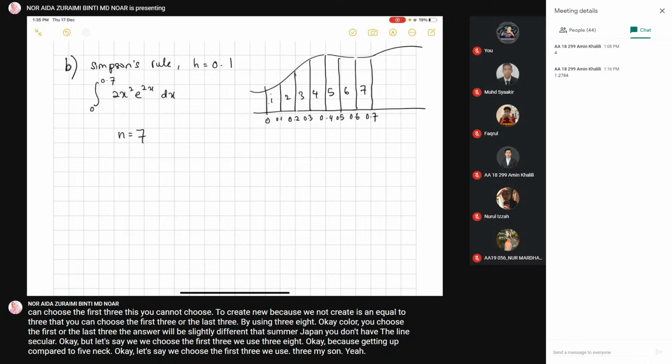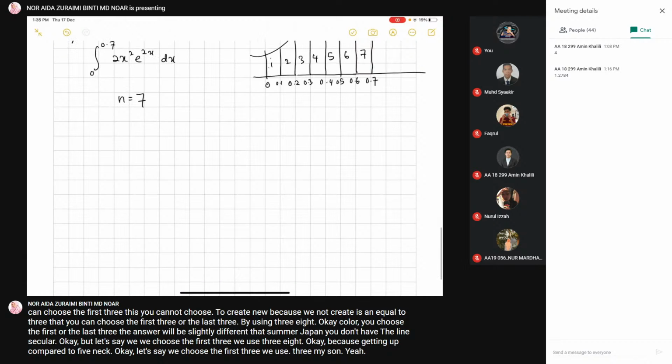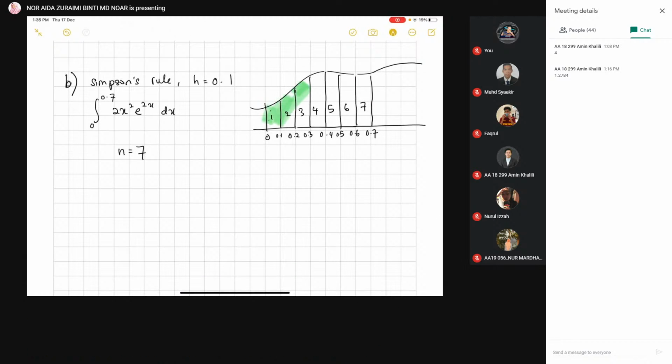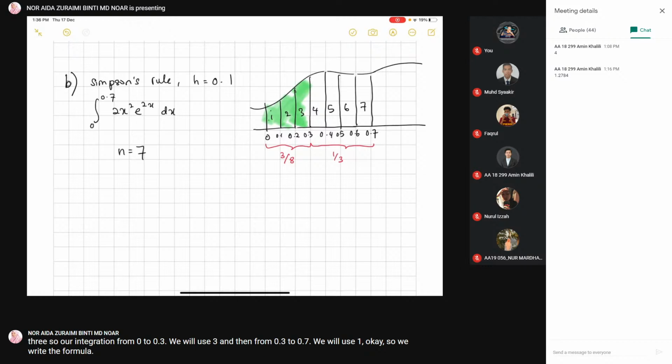Maksudnya yang ni kita pakai 3/8. So our integration from 0 to 0.3, we will use 3/8. And then from 0.3 to 0.7, we will use 1/3. Okay, so we write the formula. You need to rewrite this integration, we separate into 2 integration.